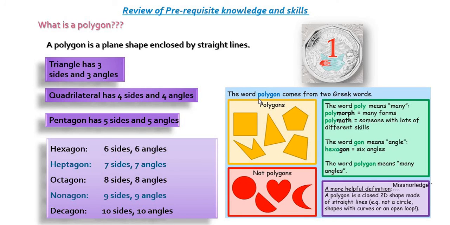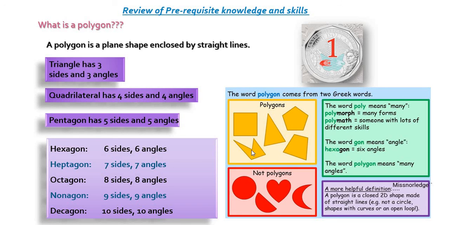So let's do a recap. The word polygon comes from two Greek words. Poly, meaning many, and gon, meaning angle. So polymorph, for example, means many forms. Polymath means someone with lots of different skills. And here we have some examples of polygons. These are all straight lines. These shapes are all enclosed by straight lines only.